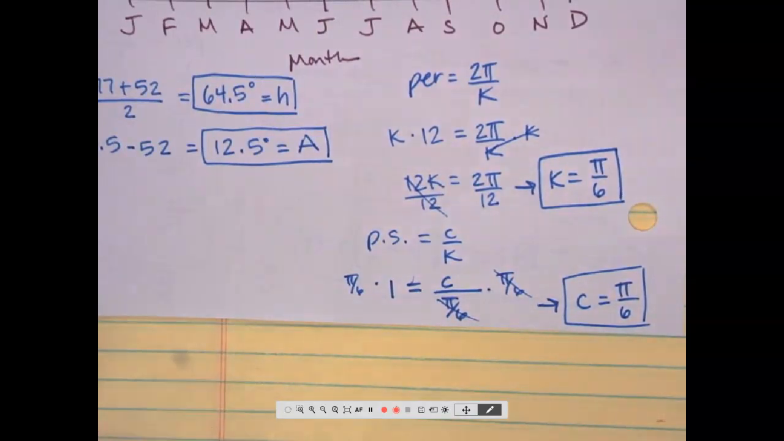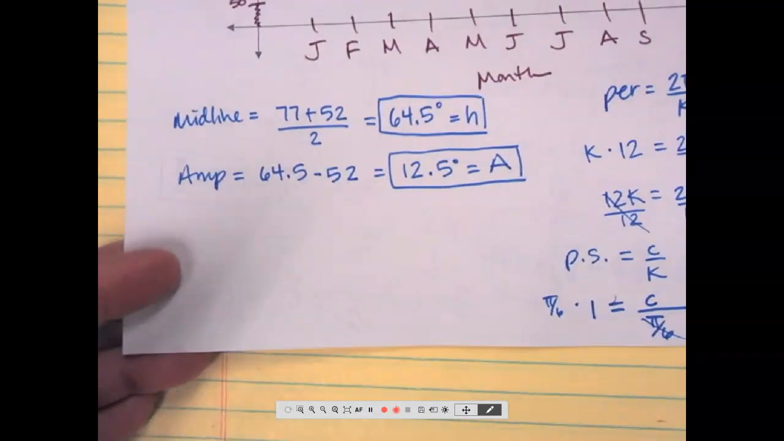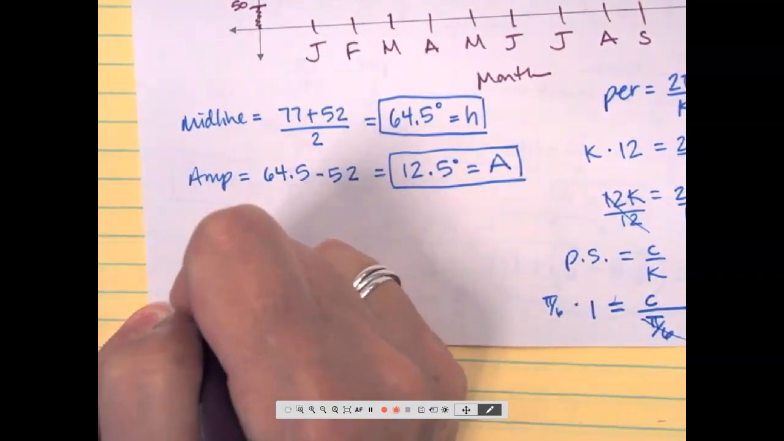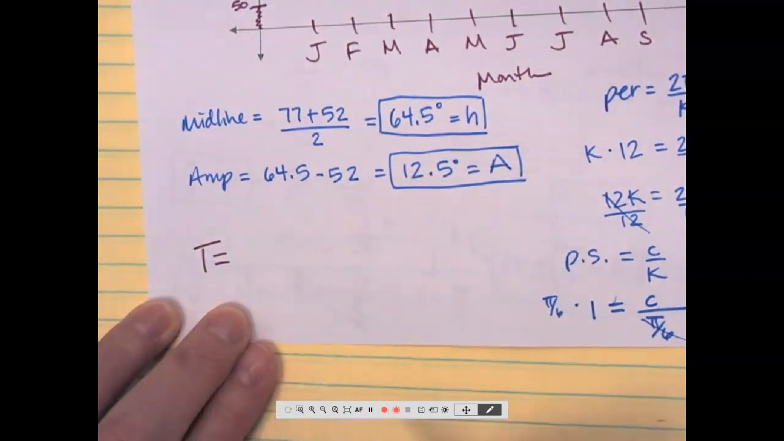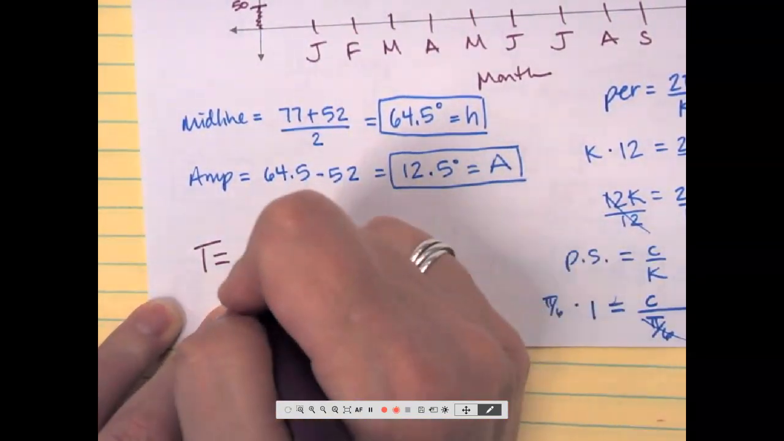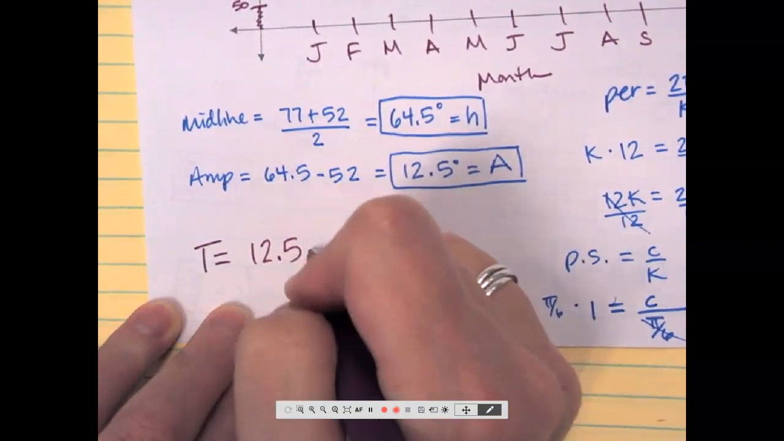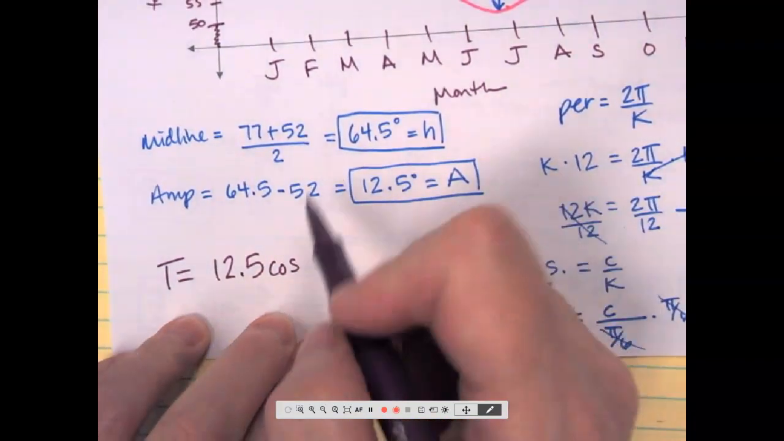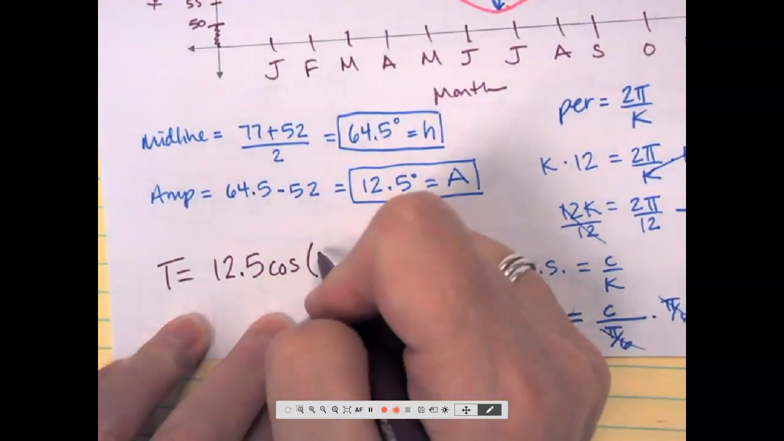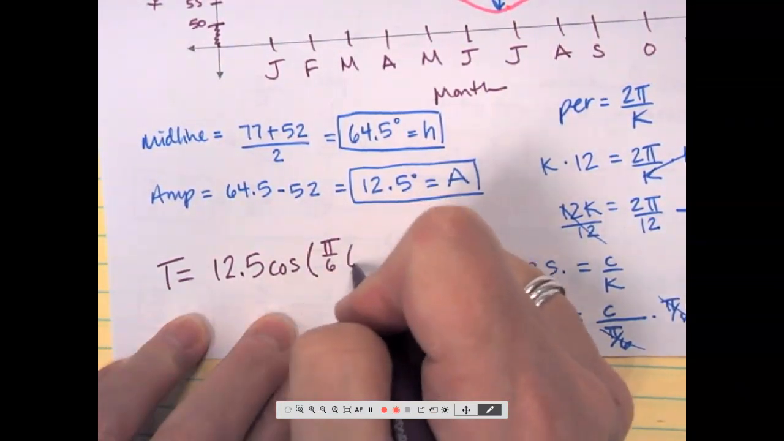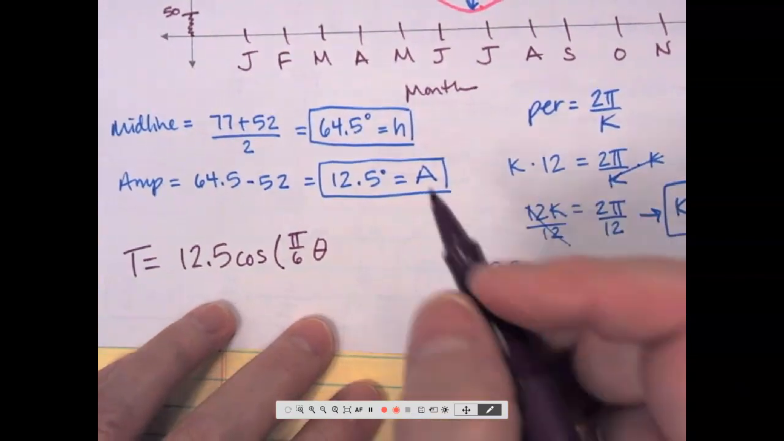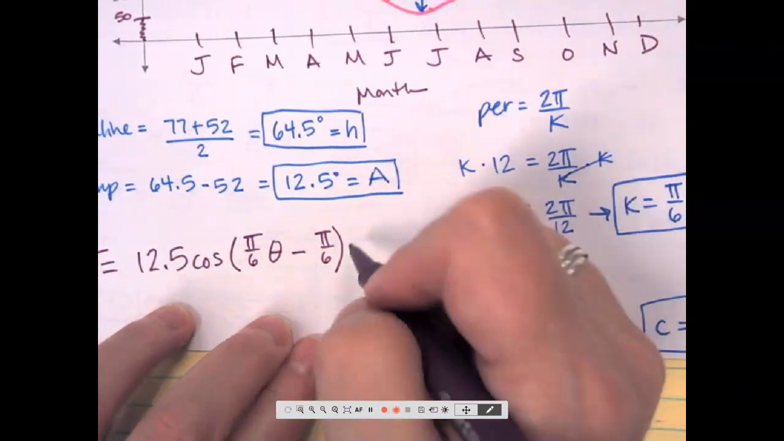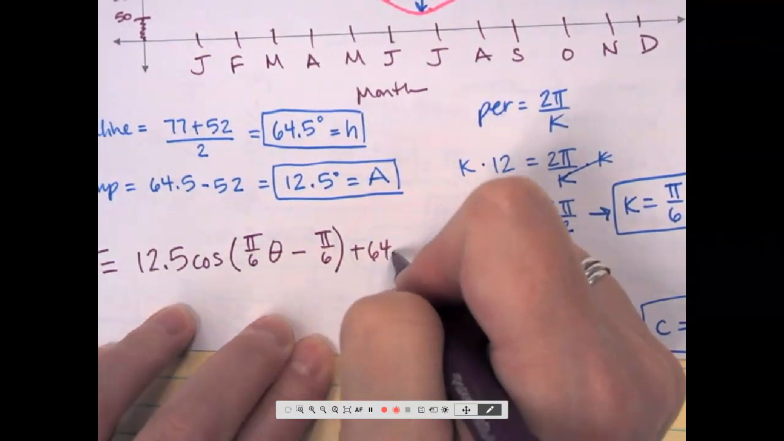Okay, let's write it up then. My equation, putting all that together, is, I'll use t this time since I did it up there. My amplitude comes first. It's a cosine, not a sine curve, but it's still called a sinusoid. K, pi over 6, theta, minus c, because it's shifted right, and then plus h, 64.5.